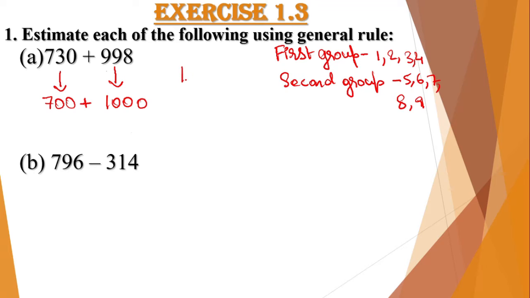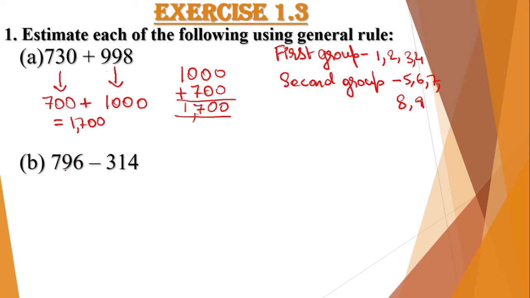Now 1000 plus 700 we should do now. So 0 plus 0 is 0 only, and 0 plus 0 is again 0, and 0 plus 7 is 7, and 1 will come as this. So we will get our answer as 1700. So that is the estimated answer and not the actual answer.